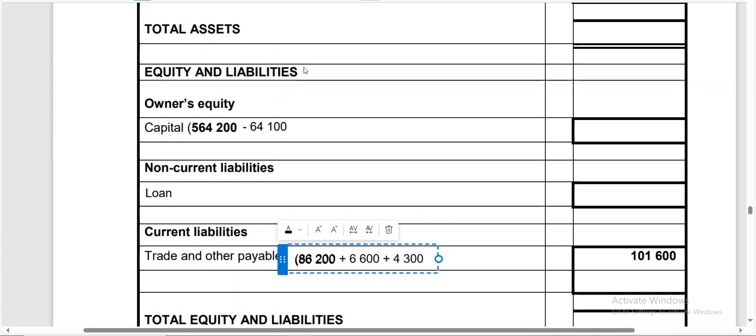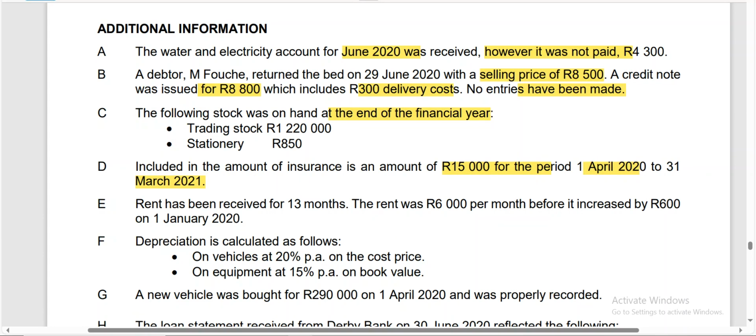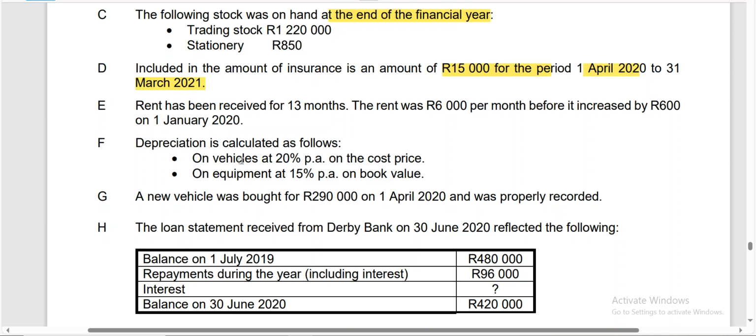Remember, normally in the exam they won't give you a question like this because you guys have just started with accounting. Now next here, they are saying that depreciation is calculated as follows. On vehicles is 20% per annum on the cost price. On equipment is 15% per annum on the book value. And they're saying that a new vehicle was bought for 290,000 on the 1st of April and was properly recorded. So here, once they say it was properly recorded, it means the total includes the addition.